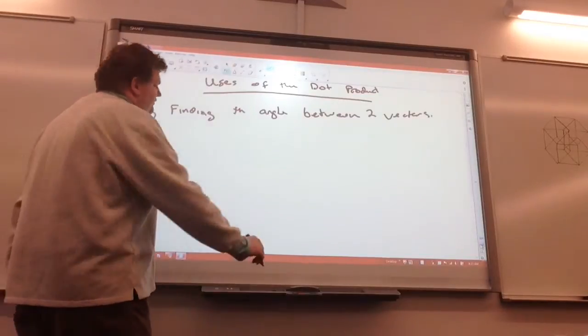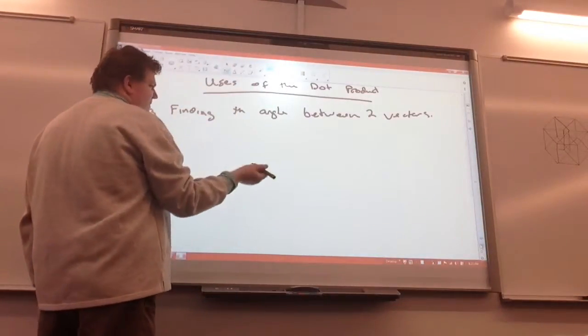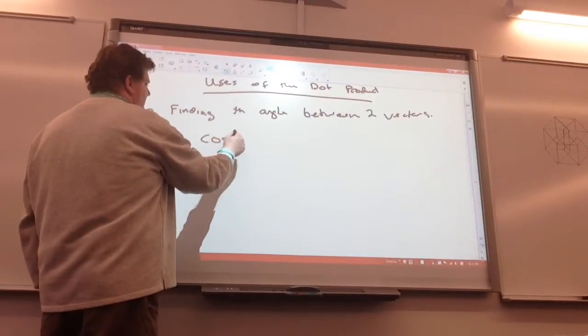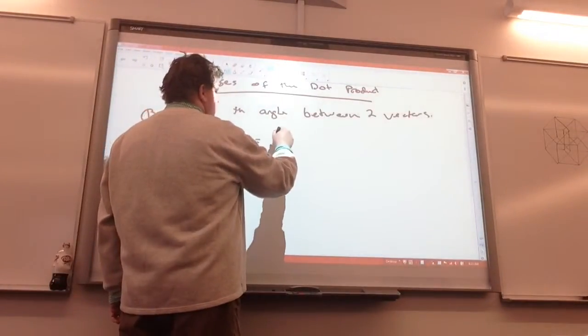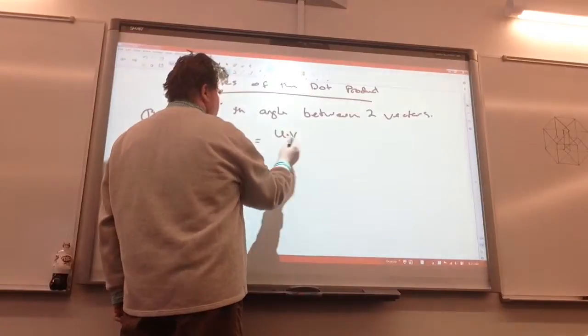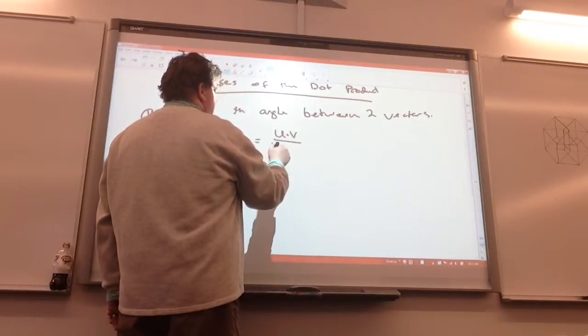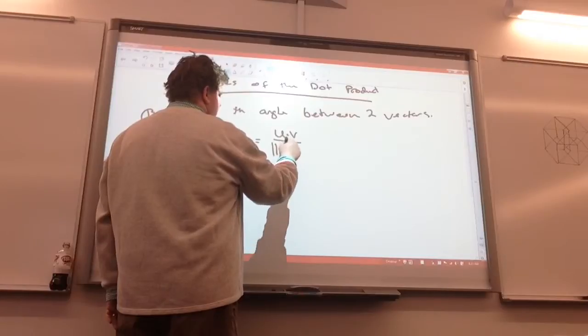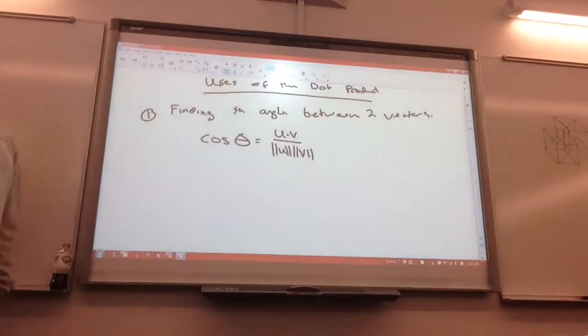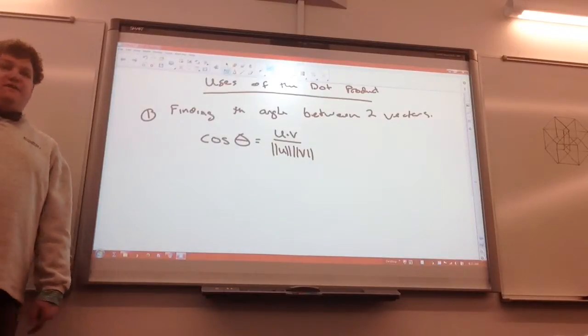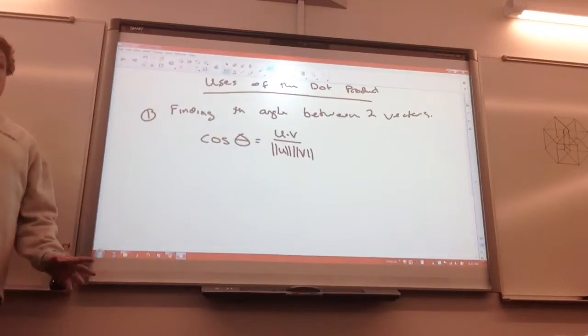Find the angle between two vectors. It turns out the angle between two vectors is given by the following formula. The cosine of the angle is equal to the dot product of the vectors over their magnitudes multiplied together. So if I have two vectors u and v, the dot product of u and v divided by the magnitude of u times the magnitude of v is equal to the cosine of the angle between them.